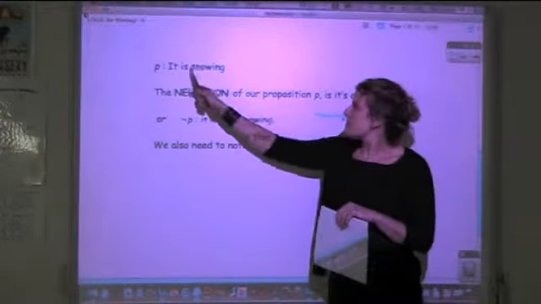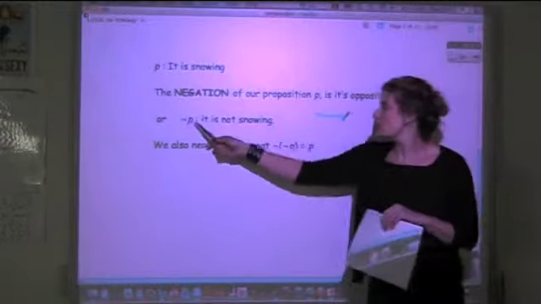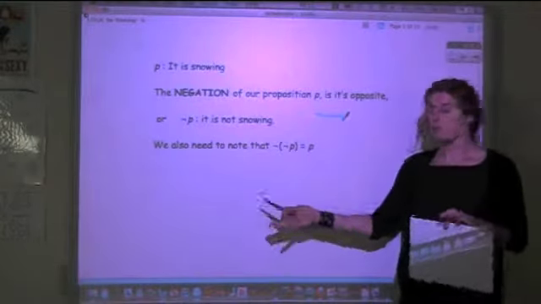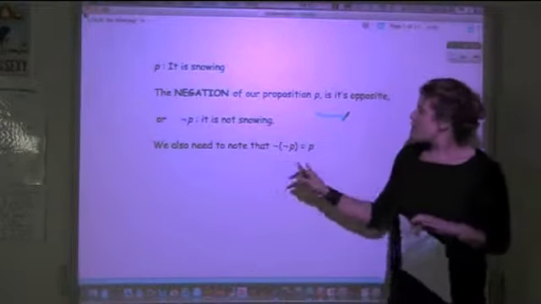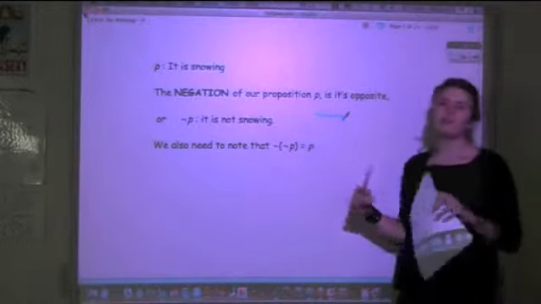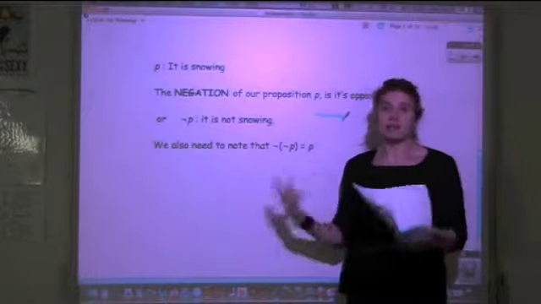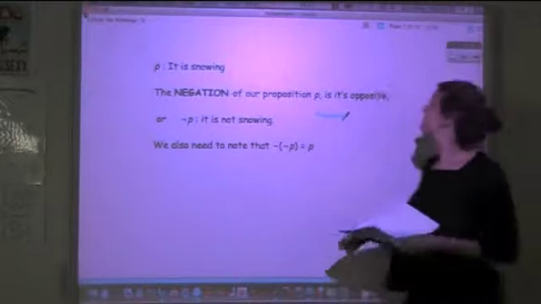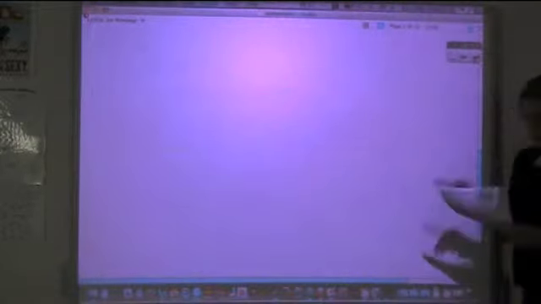So P is it is snowing, the negation of P is it is not snowing. And we also have to note that the negation of the negation of P is P, really similar to negative numbers, 2 negatives making a positive. All right, let's go on.